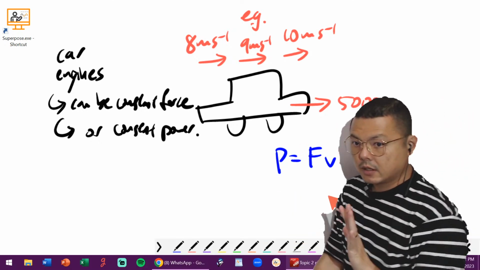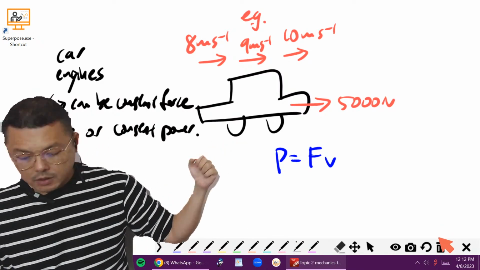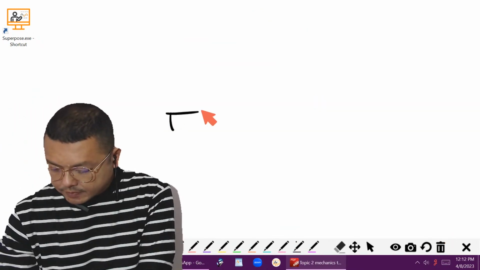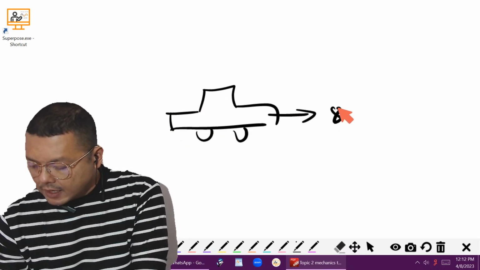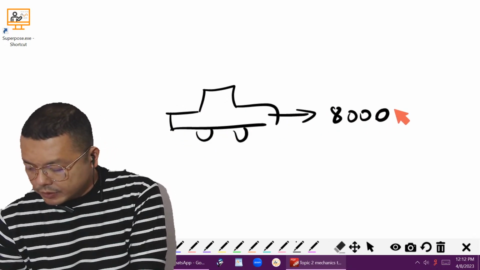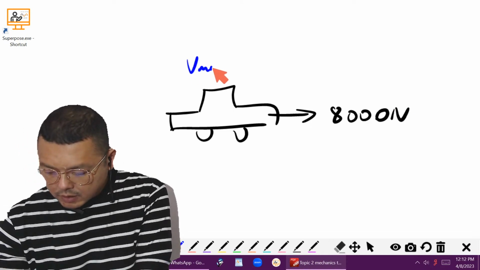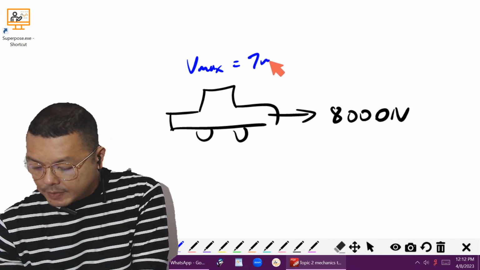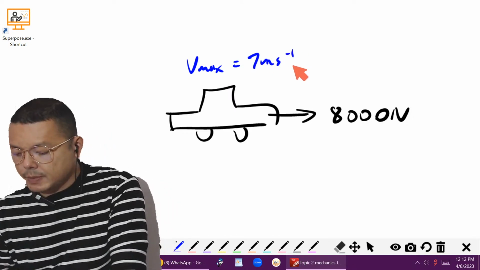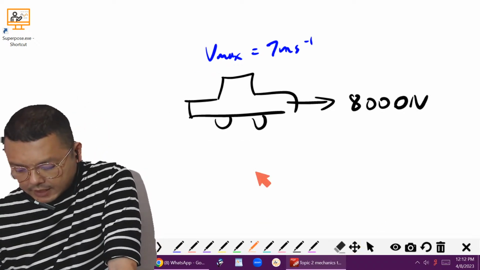Okay, I'm going to give you a scenario now. This is one of their most popular ones. I have a car, the driving force is 8,000 newtons. Right now, the car is traveling at a max speed of 7 meters per second. Then what's the power of the car?